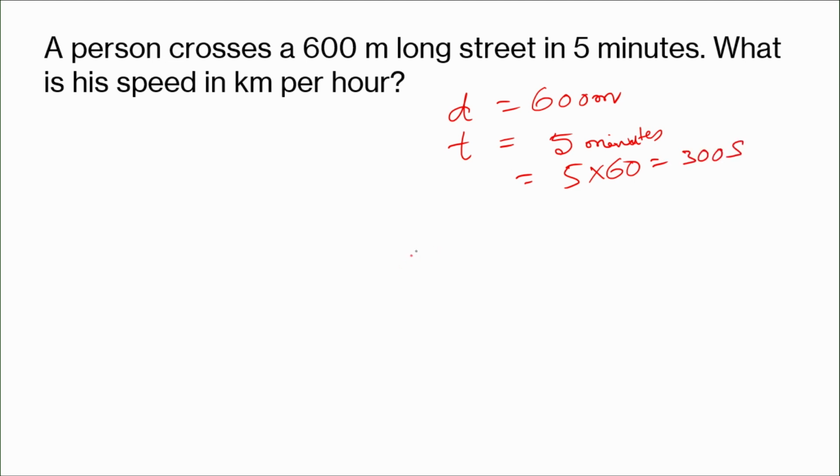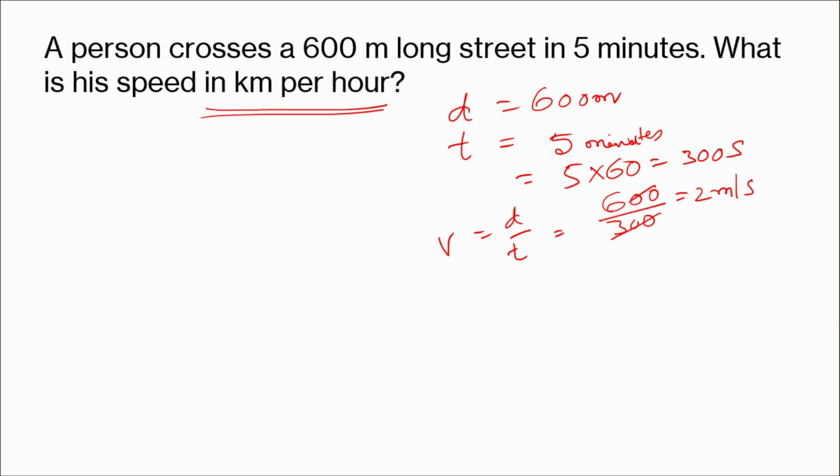5 minutes means 5 into 60, that is 300 seconds. The speed v is equal to d by t, means 600 by 300, it is 2 meter per second, correct? But what is required here? Speed in kilometer per hour.